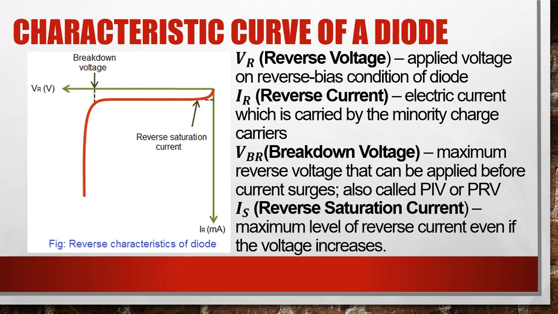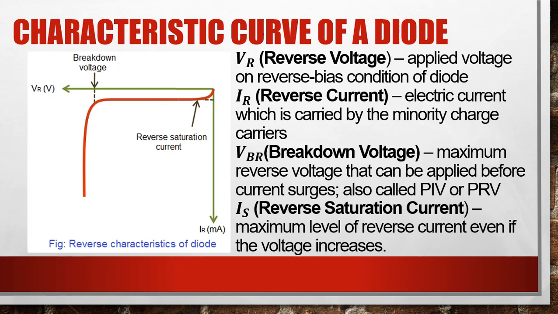During reverse bias condition, the diode may experience breakdown voltage when the diode reaches the maximum reverse voltage before the current surges. This may cause damage to diodes. Another is the reverse saturation current. It is the maximum level of reverse current even if the voltage increases. Its unit of measurement is somewhat in microamperes.